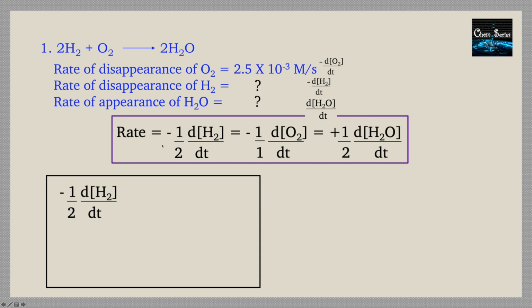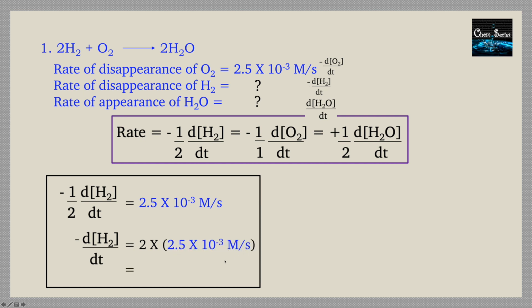So take this term first, minus 1 by 2 dH2 by dt, that is equal to 2.5 into 10 power minus 3 molar concentration per second. Okay, because these two are equal. So this value is 2.5 into 10 power minus 3, which is also equal to this term. Now minus dH2 by dt can be calculated by cross multiplying this 2 on this side. So your answer will be 2 into 2.5 into 10 power minus 3 molar concentration per second, that is equal to 5 into 10 power minus 3 molar concentration per second.